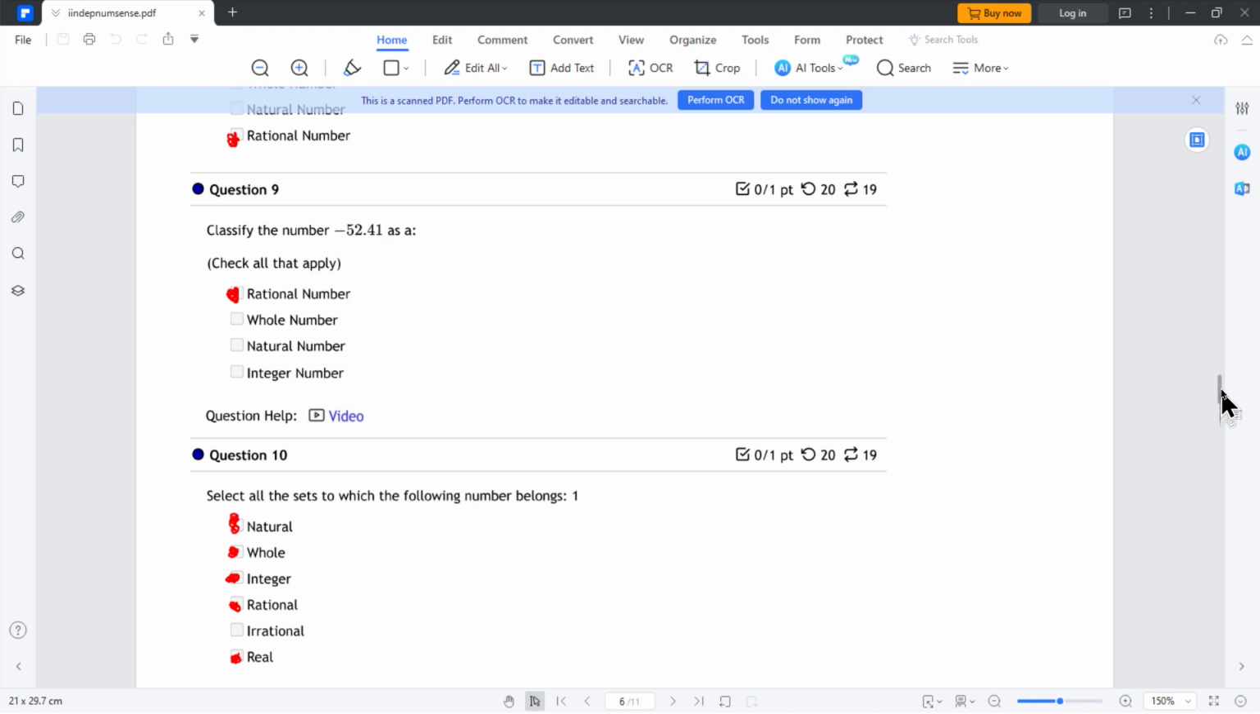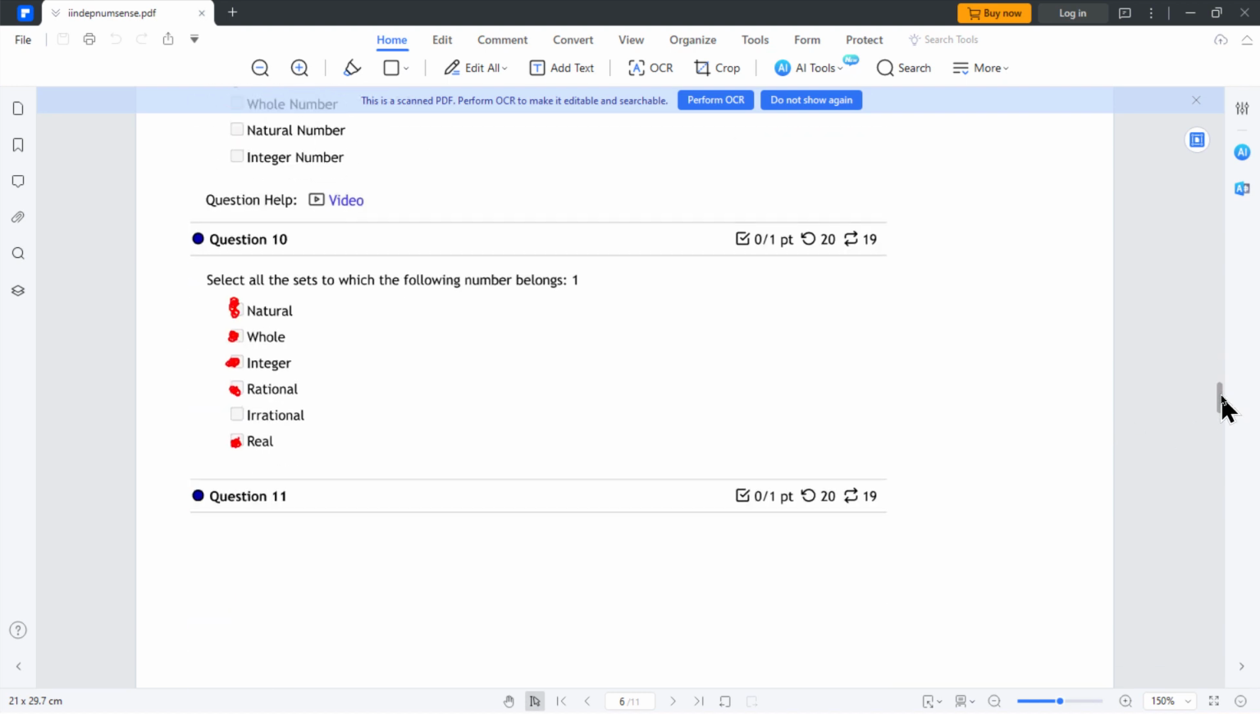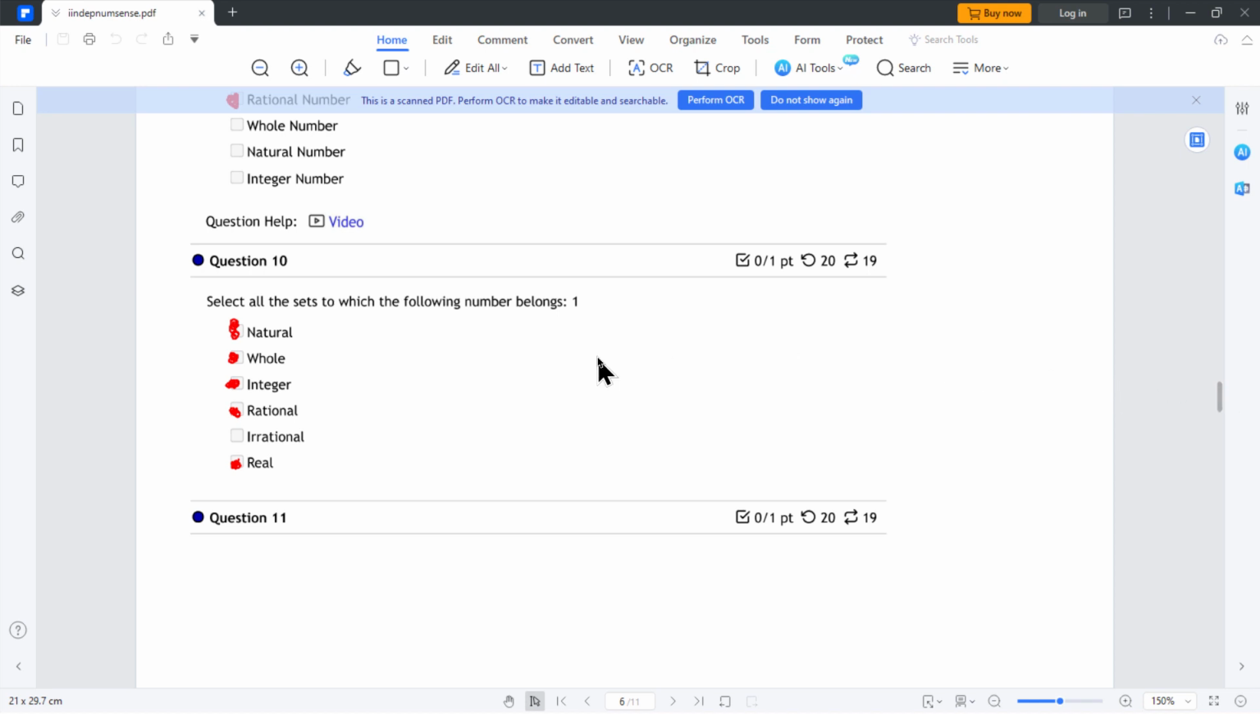Number 10, select all that apply. This number belongs to which? It's a natural number. It's a whole number. It is an integer. Written as a fraction? Yes, it can. Is it a real number? Yes, it is. So those are all that apply.